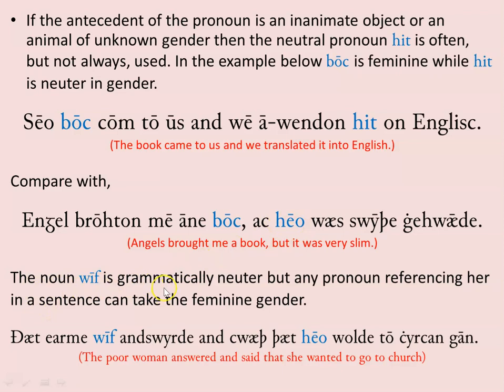Now, the noun weef is grammatically neuter, but any pronoun referencing her in a sentence can take the feminine gender, which makes sense because that's the natural gender of weef, referring to woman. So, that me weef ansawurde and the quath that heo walde to kan gan. So the poor woman answered and said that she wanted to go to church.